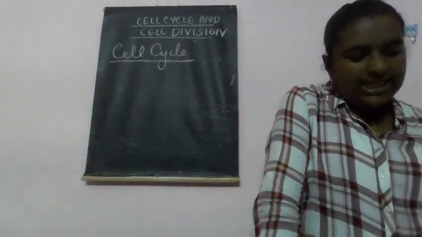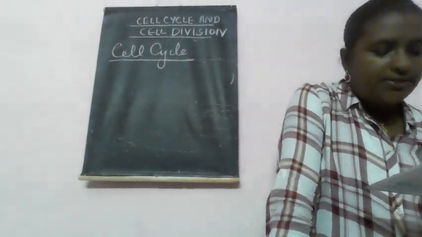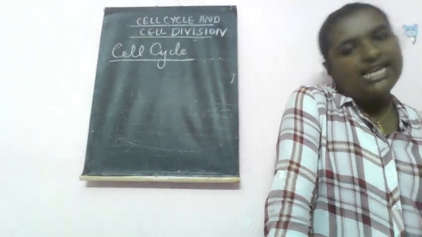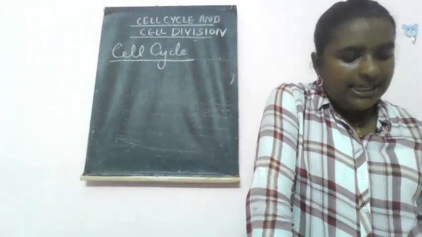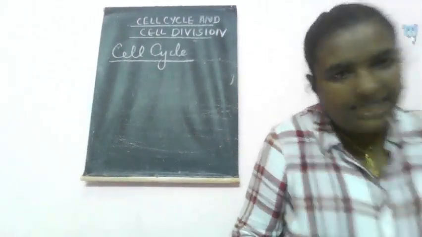Cell division is an important process in all living organisms. During the division of a cell, DNA replication and cell growth take place. Cell division is very important in living organisms, very important for us.